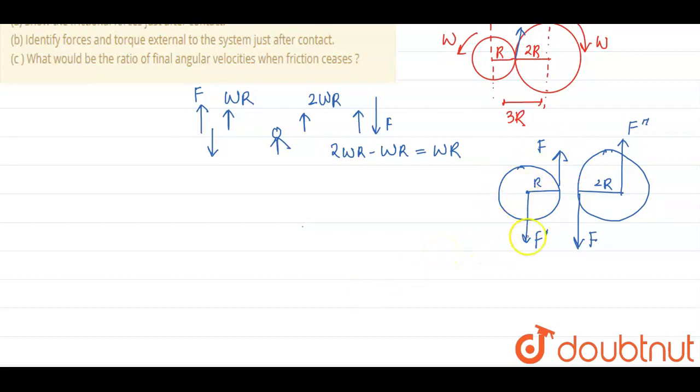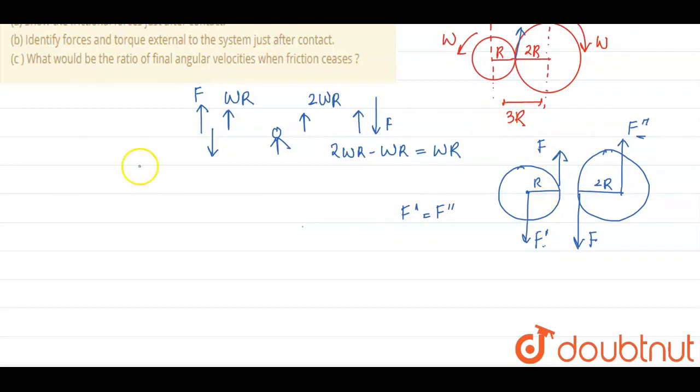But we also know that these drums are not translating. So for no translation, we need these external forces, that is F dash and F double dash, to be equal. Only when they are equal, these drums will rotate and they won't translate. So from this we conclude that F dash is equal to F double dash, right?